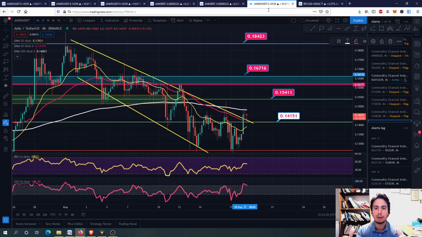When Bitcoin goes up, let's say 5% in just one day, then the altcoin, if it outperforms Bitcoin, will go up 10% or 20%. If it goes down 5%, then the altcoin that outperforms Bitcoin, like Ankr, like Matic, like Aave, like ADA, will go down just 2% or 3%. That's what it means to outperform Bitcoin.